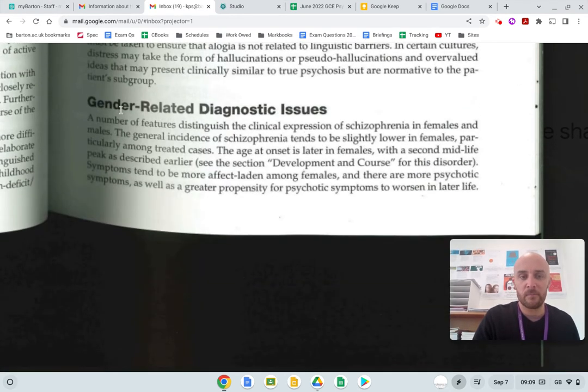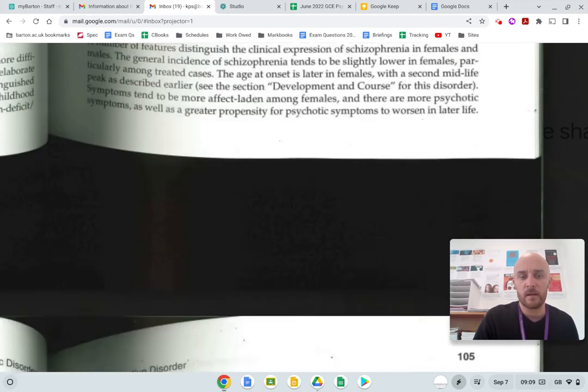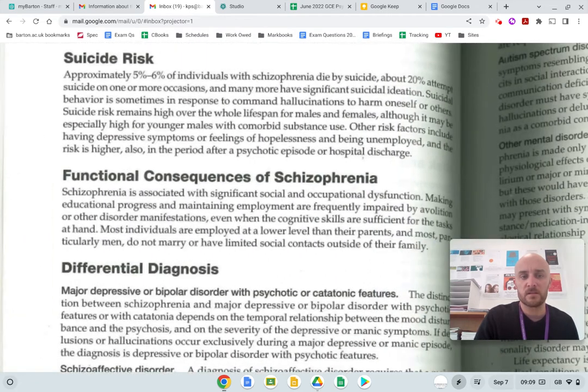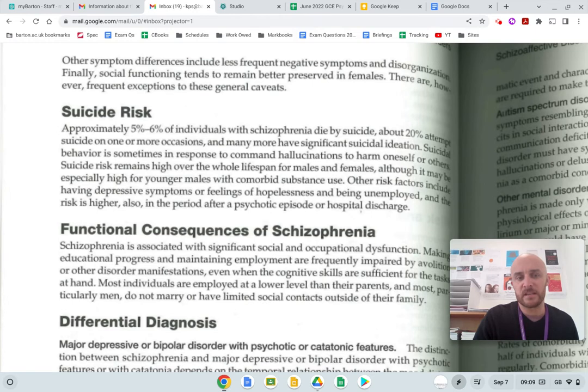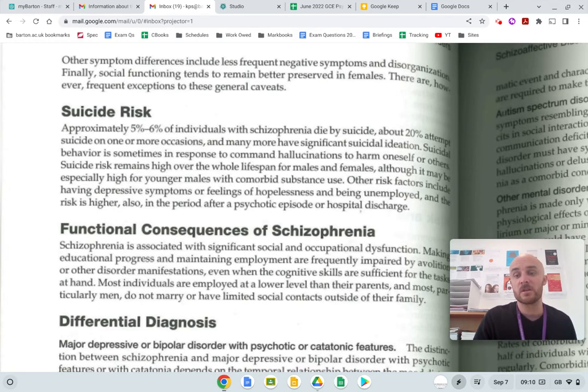Gender-related ones, I'm going to go through this a bit more in the next lesson. But what I want to get to is suicide risk. I don't really want to go into this in too much detail, but approximately 5 to 6% of individuals with schizophrenia will actually die by suicide. Another 20% will attempt it. This is that idea that people with schizophrenia are generally at more risk to themselves than to other people.